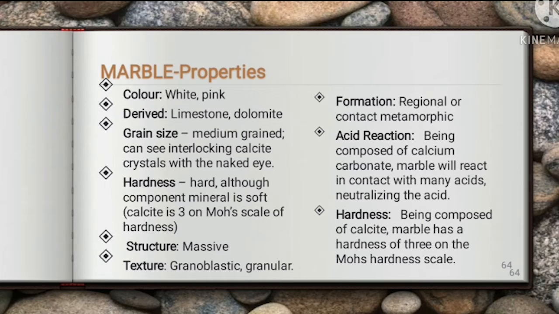Here are the properties of marble. Color: white and pink, derived from limestone and dolomite. Grain size: medium grained, and you can see interlocking calcite crystals with the naked eye. Structure: massive. Group: metamorphic rocks. Texture: granoblastic and granular. Formation: regional or contact metamorphic.